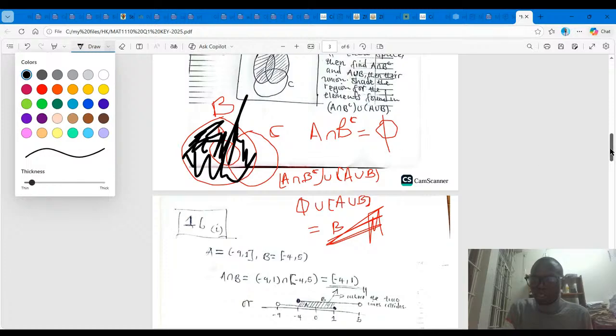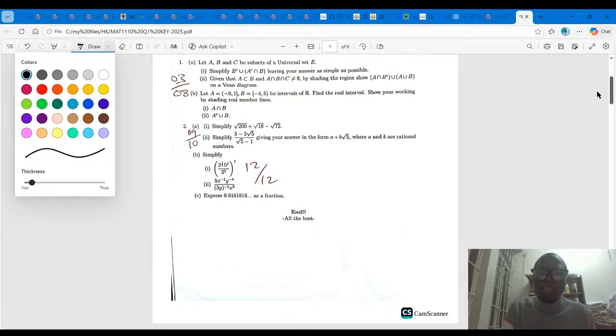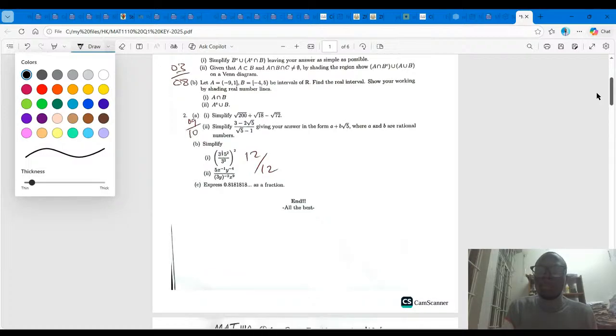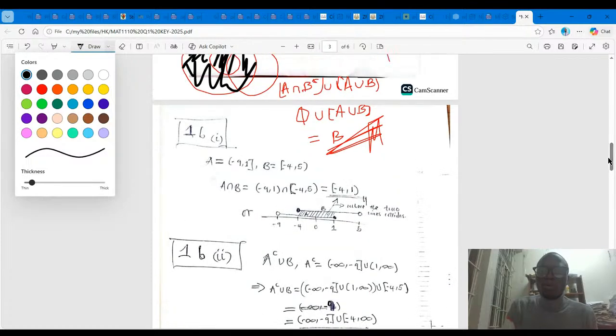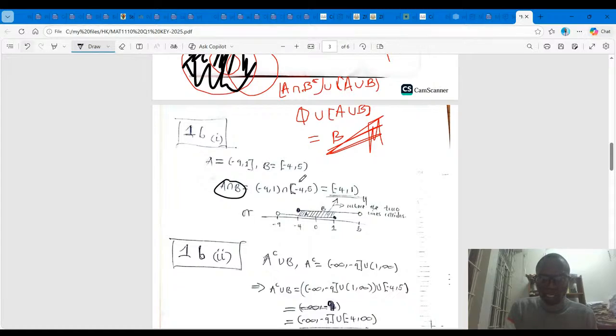Then we come to the next question, which says, that is question 1b, let A be from -9 to 1 and B from -4 to 5 be an interval of real numbers. Find the real interval, show your work by shading real number lines. Okay, so I've done the work here, from where I said A intersection B will mean to intersect these two.